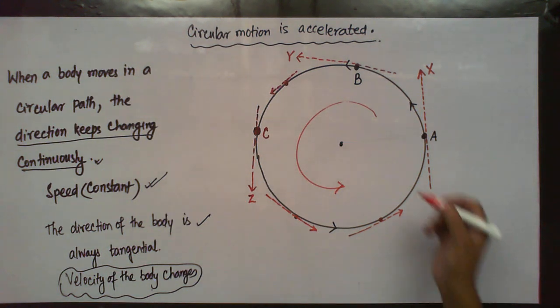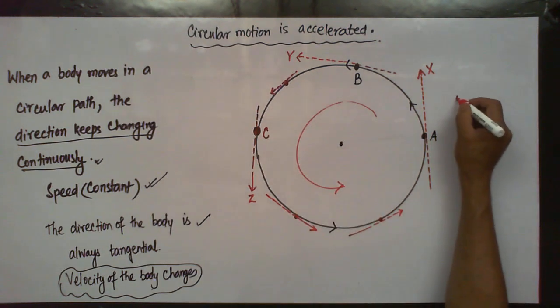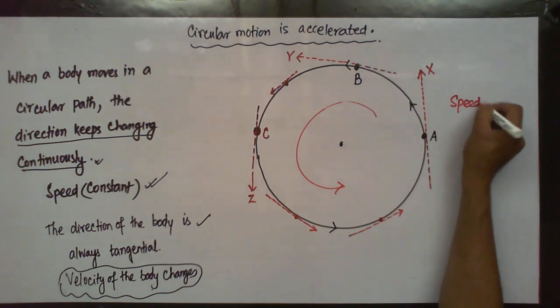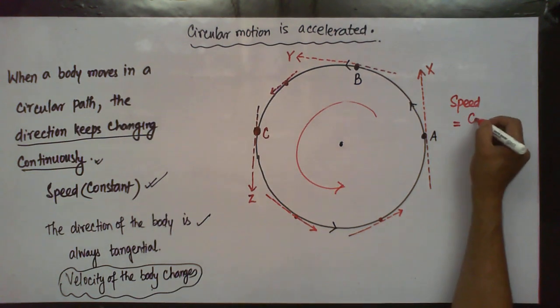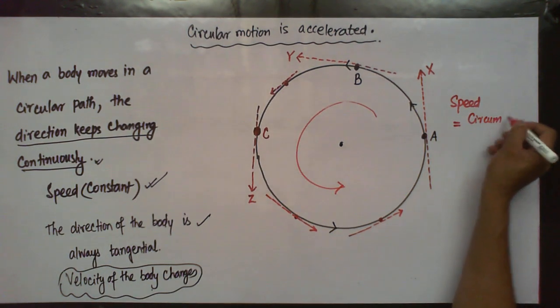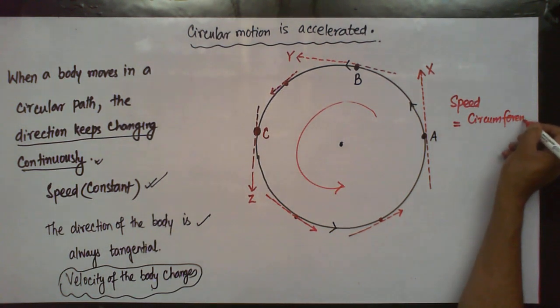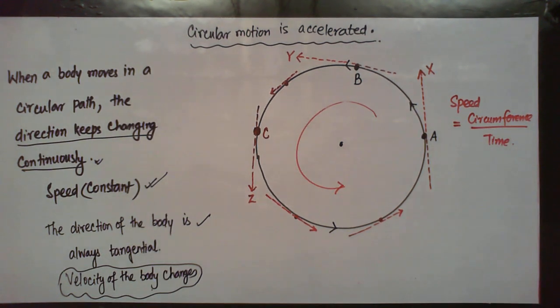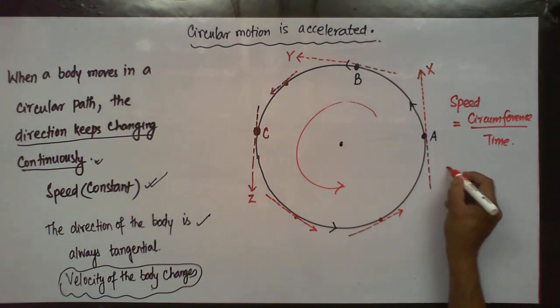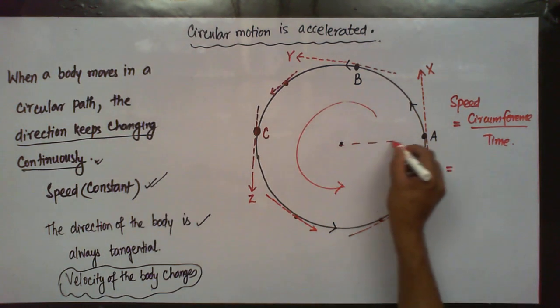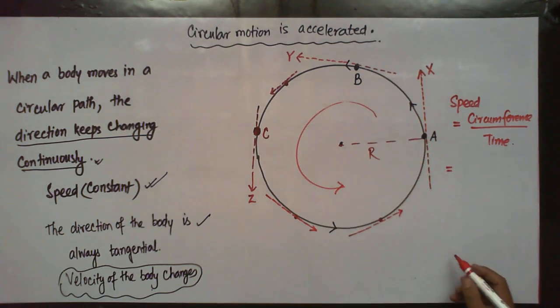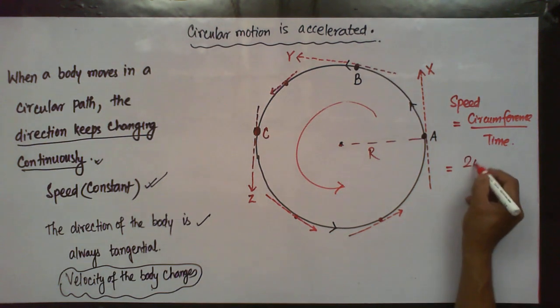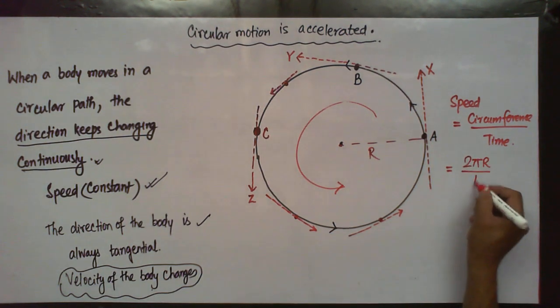Now how to calculate the speed of the body here? Speed of the body would be equal to circumference divided by time. And what is the circumference here? If r is the radius of the circle, it would be 2 pi r by t.